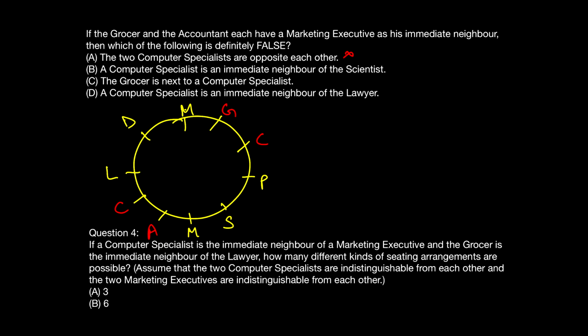The next option says a computer specialist is an immediate neighbor of the scientist. Computer specialist being immediate neighbor is not possible, because this can be the condition or this can be the condition, which I do not find happening at all. So that's why this will be definitely false, because there is a gap of 2. So this cannot be the immediate neighbor. So my correct answer for question 3 will be B. Why? Because there is no possibility of getting an immediate neighbor. We already have immediate neighbors of S. So C cannot be an immediate neighbor, and that is definitely false. So that gives me the answer as B.